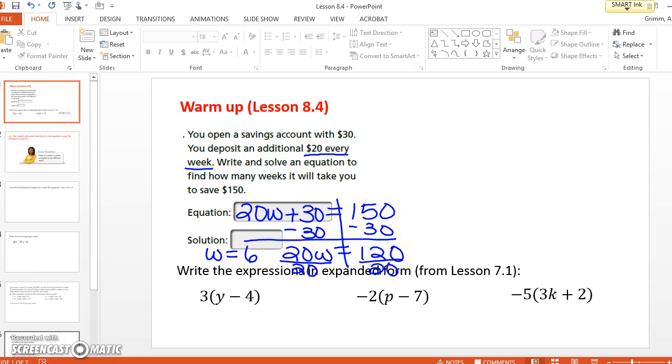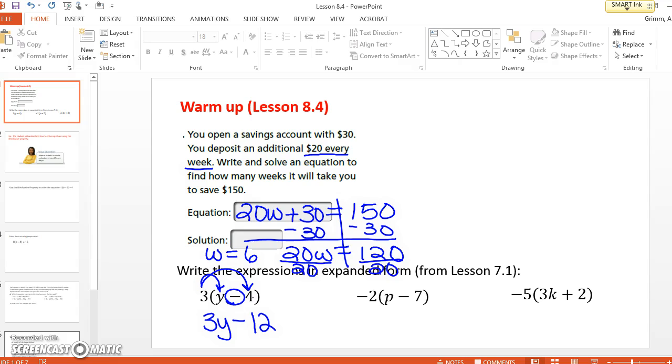Questions on that one? Does that make sense? Okay. All right, then it said write the expression in expanded form. This is also called distributive property. How do I do the first one? I tried to give you a pretty easy one to start. Preston. Yeah, you take 3 times y, which would be 3y. Keep your symbol, so minus, and 3 times 4 is 12.